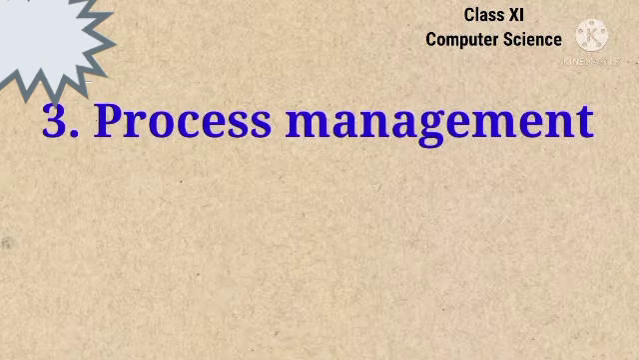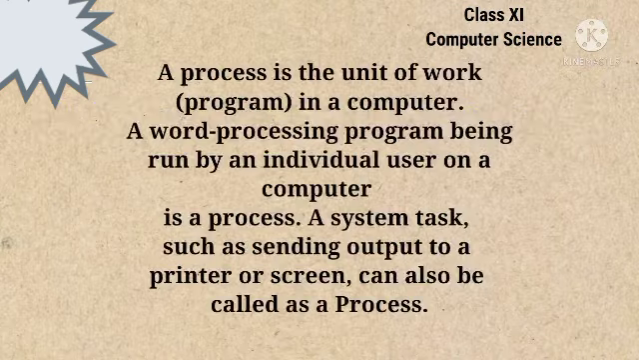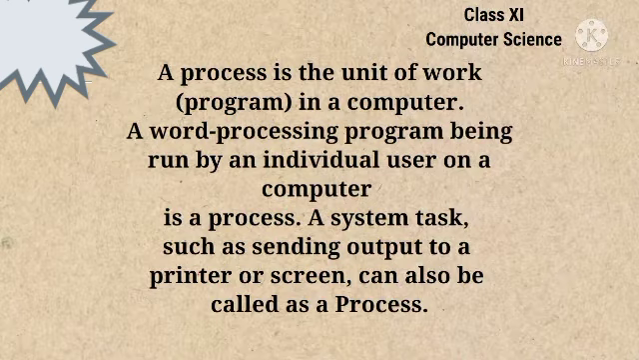The third feature is process management. What do you mean by process management? Process management involves different management of processes. A process is the unit of work or program in a computer. A word processing program being run by an individual user on a computer is a process. A system's task such as sending output to a printer or screen is a process.